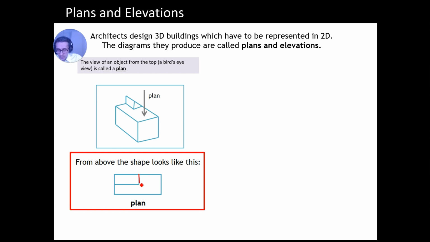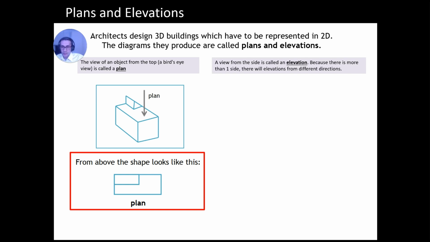Now that slope, in this case, we just draw it from above. It's just going to look like a rectangle. We don't need to shade it in to show that there's a slope on there. It's just a slope on the roof. And then the elevation is a view from the side. Now, obviously, there's four sides to this shape. So we can usually call them front elevations or side elevations, and that's always very clear in the question.